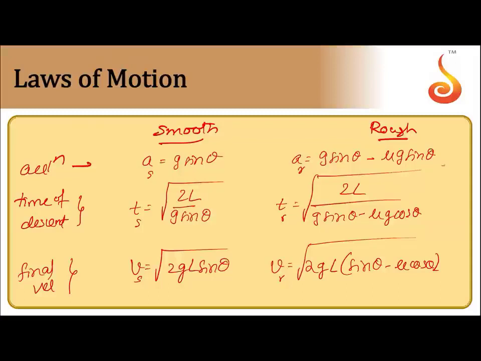Do we notice that AS is less than AR? Correct? Isn't it? Or the other way around? The other way around. AR is less than AS. Correct? AR, I am writing it here again. AR is less than AS. TR is more than TS. And VR is less than VS. Remember these results.